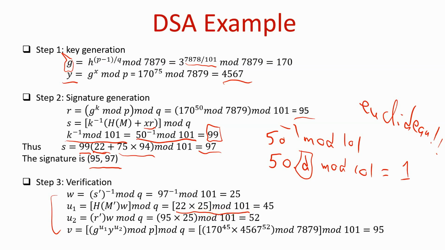And then you use R and W to calculate U2. So it's 95 multiplied by 25 mod 101, which is 52. And then you calculate this expression. And if you get an expression that is equal to R, so if V is equal to R in this case, then the signature is verified. This is basically how the digital signature standard goes.